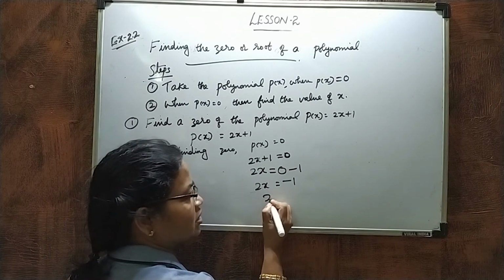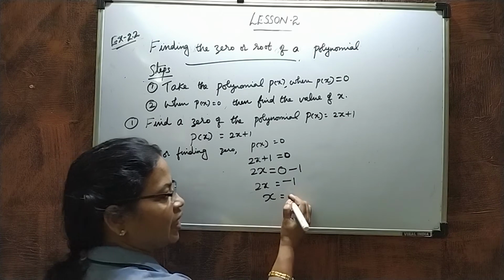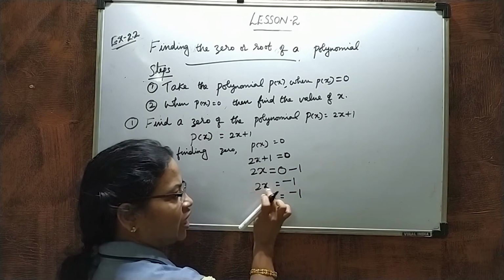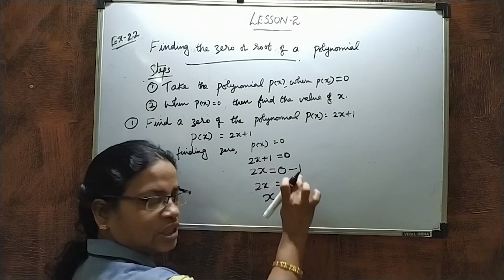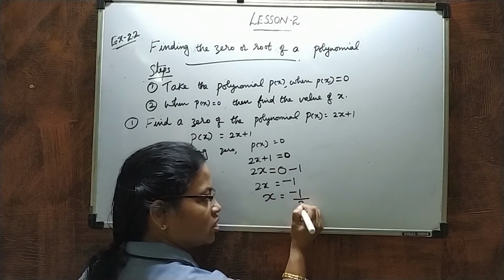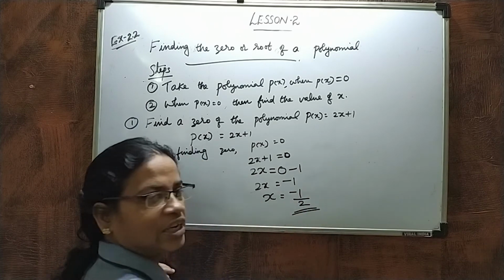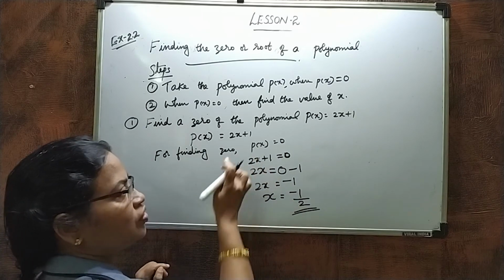Then what will x be? x is equal to, you will get the answer negative 1. Here it is multiplication, 2 into x. 2 comes to the other side, multiplication becomes division. x is equal to negative 1 by 2. That means this will be the 0 of this polynomial.